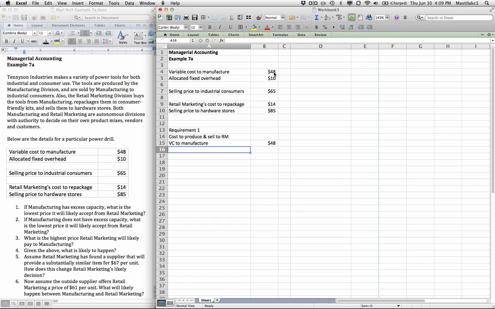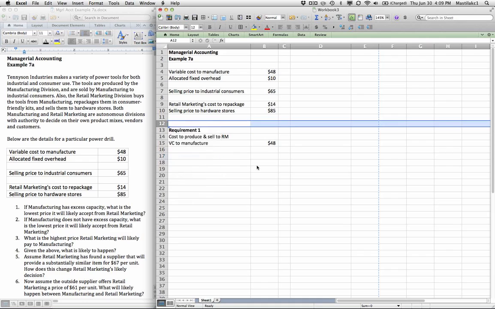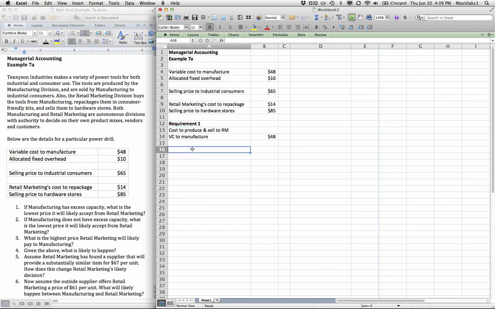That's all it takes. You have spare capacity, so you don't have to give up any sales to outside business if you're going to sell to your internal customer. And again, the fixed overhead's fixed, so we're going to ignore that. So requirement 1, if we have spare capacity, all we have to cover is our variable cost of $48.